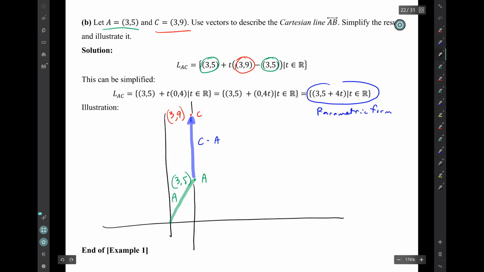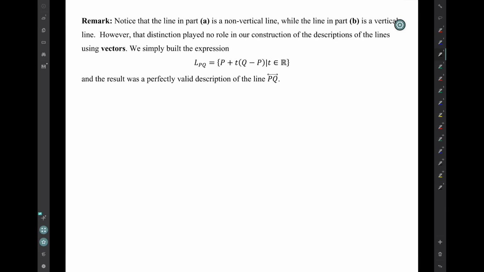So the idea of this prescription is that you travel along this green vector first and get to A, and then add any multiple that you want, any multiple of this blue vector to that green vector, and the resulting vector will be somewhere on this vertical line. Now notice that in part A, we had a non-vertical line, and in part B, we had a vertical line. However, that distinction played no role in our construction of the descriptions of those lines. We simply built this expression, and the result was a perfectly valid description of the line in both cases.